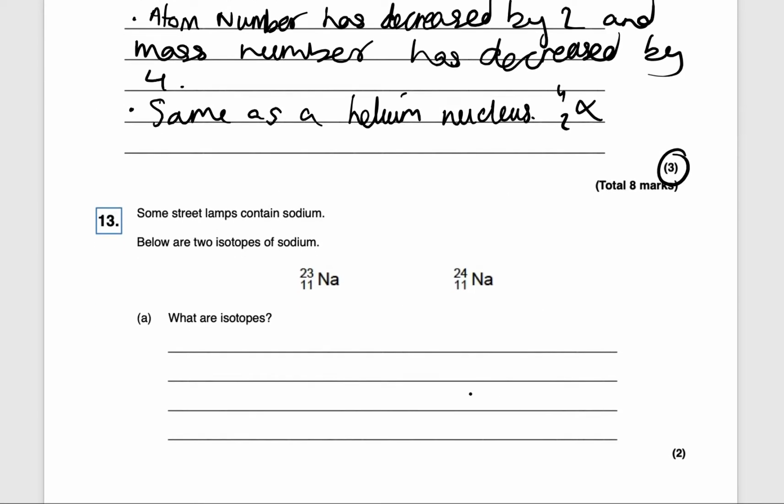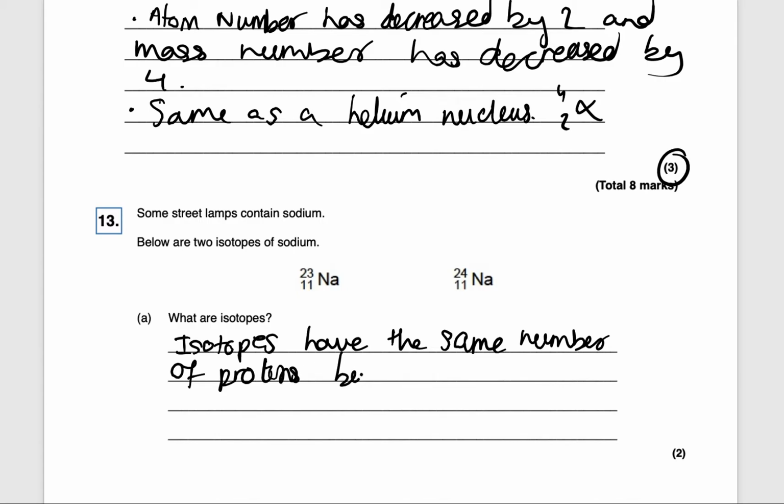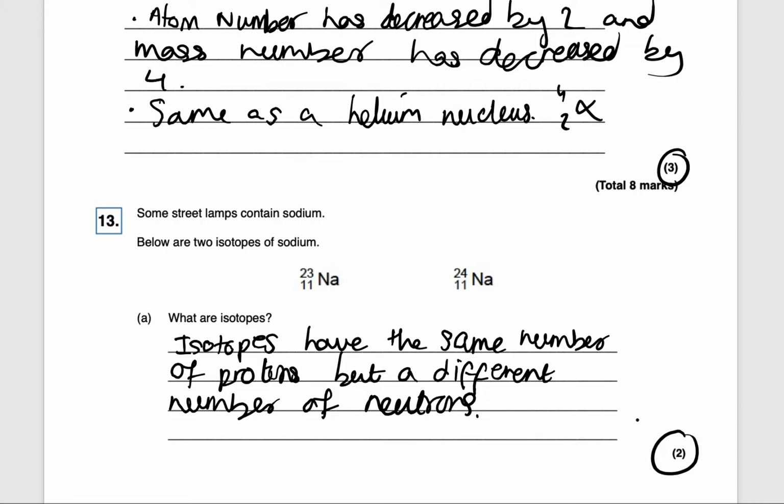Next question. Some street lamps contain sodium. Below are 2 isotopes of sodium. What are isotopes? Simple 2-mark question. Isotopes have the same number of protons but a different number of neutrons. Or you could have said they have the same atomic number but they have a different mass number. Okay, that will get you 2 marks.